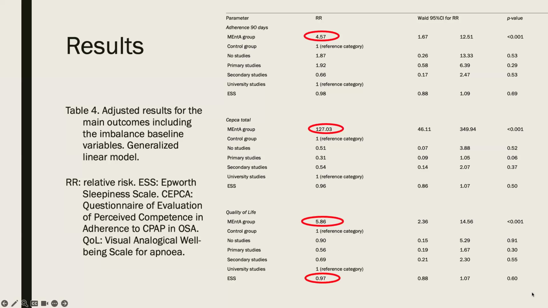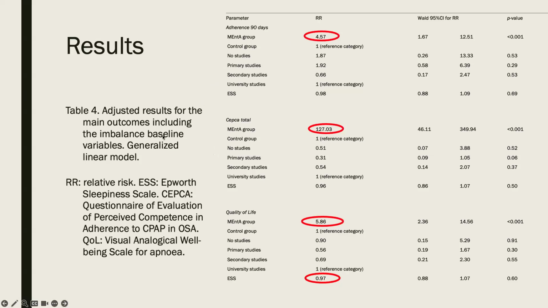Other results that they looked into was, like I said, the adherence. They looked into the relative risk, and it's greater than 1, which indicates that the event is more than 4 times as likely to occur in the Menta group. So they meant it as adherence is 4 times better with the Menta group than with the standard one. So that's what this shows, that it's greater than 1.